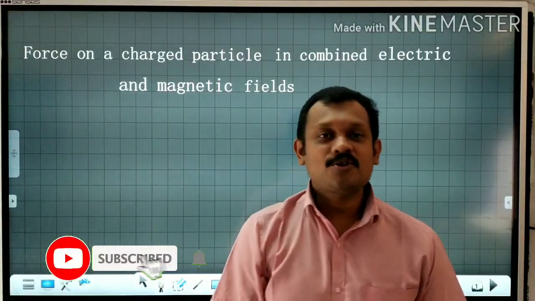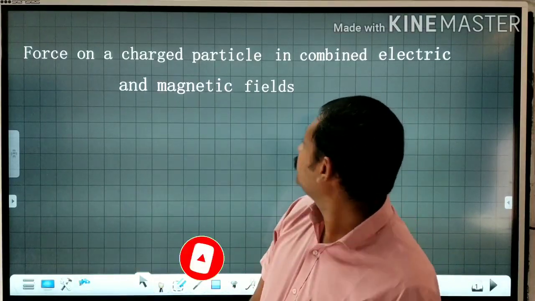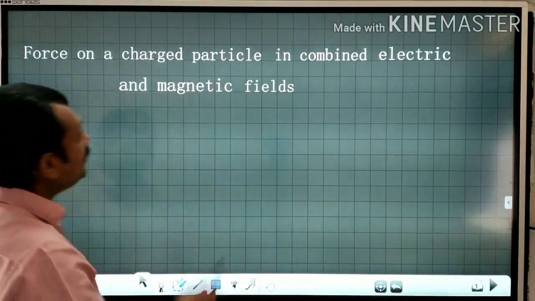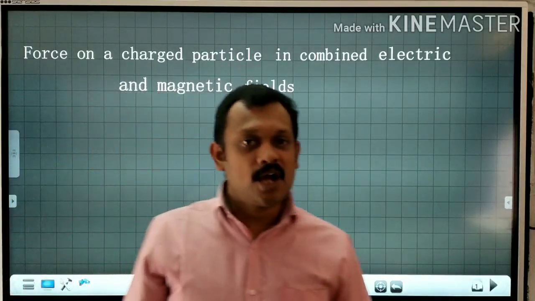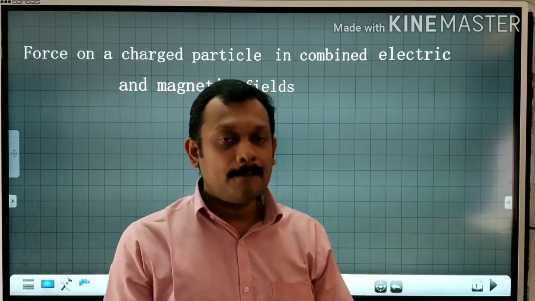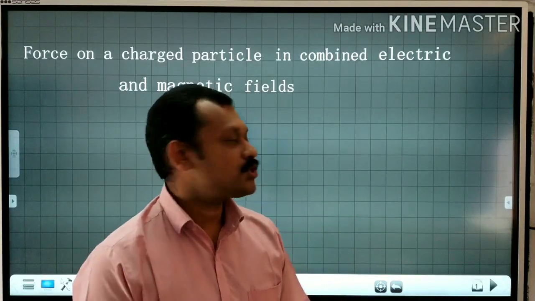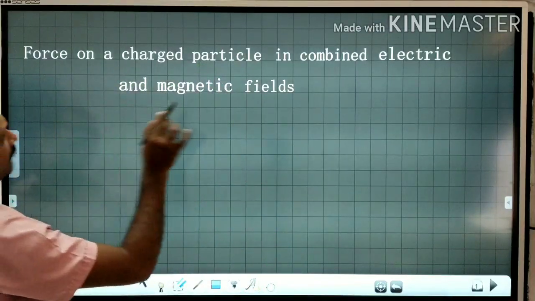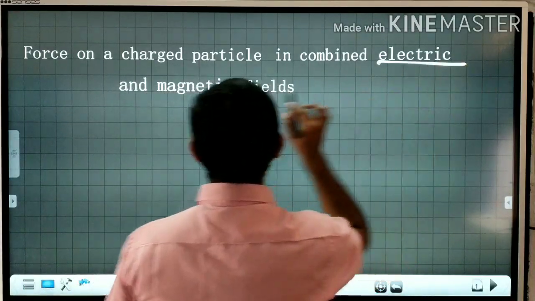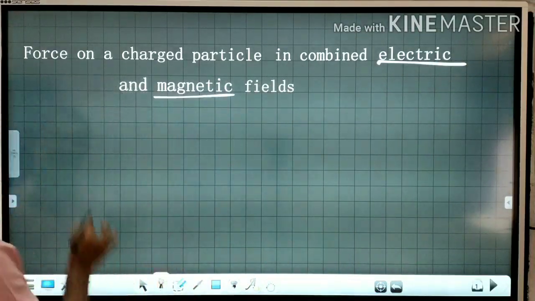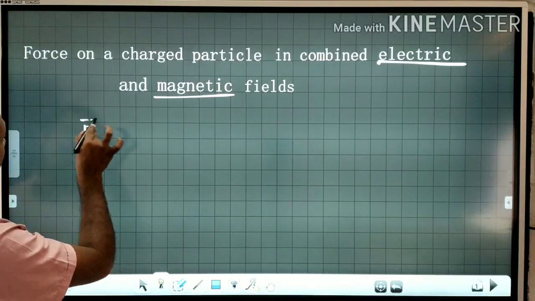Today we are going to study the force on a charged particle in combined electric and magnetic fields, as proposed by Lorentz. So we have an electric field here, and we have a magnetic field here. The electric field is existing, and the magnetic field is also existing. So what is the total force on this charged particle?